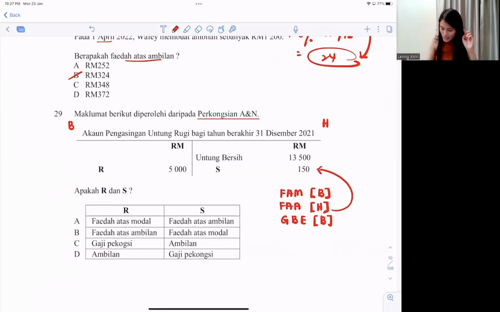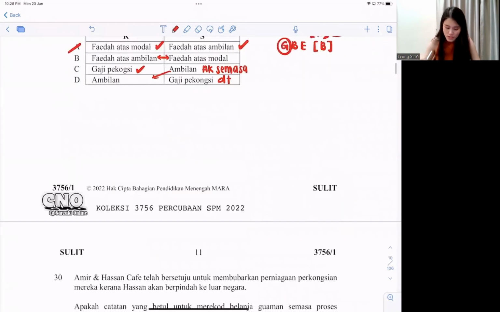So we have S to be faedah atas ambilan, only one of them with faedah atas ambilan. Then R is faedah atas modal. Yes, correct. Now why can't B? Because they are terbalik already. And then ambilan and gaji don't come here. Ambilan is inside account semasa for perkongsian. Gaji perkongsi is okay, it should be fine. Now ambilan, no, again, it's account semasa. Gaji also is correct, but it should be on the debit side. Okay, right, so we're done with question 29. Let's move on to question 30.